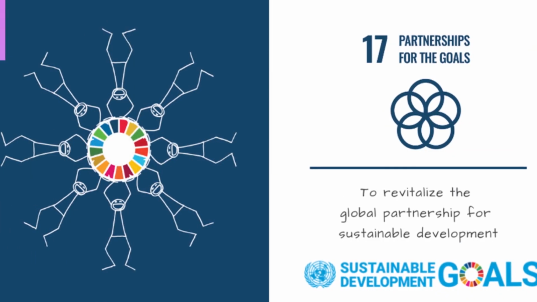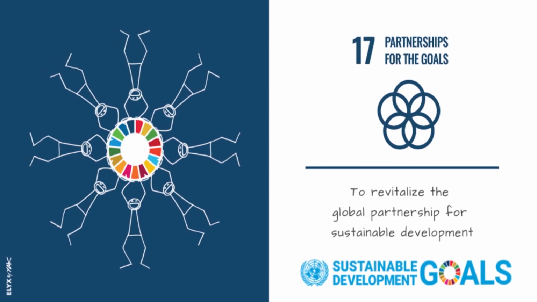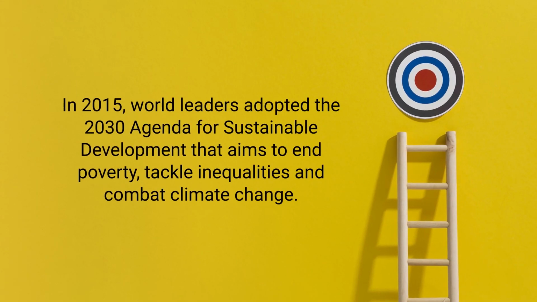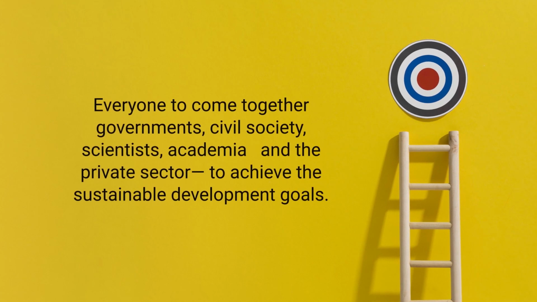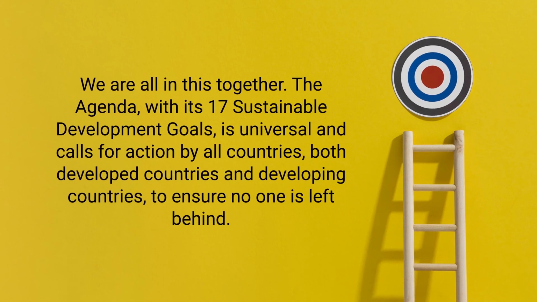The last goal, that is goal 17, the partnership for the goals, to revitalize the global partnership for sustainable development. In 2015, world leaders adopted this agenda for sustainable development to be achieved by 2030, that aims to end poverty, tackle inequalities, and combat climate change. We need everyone to come together, governments, civil societies, scientists, academics, the private sector, for achieving the sustainable development goals. We are all in this together.